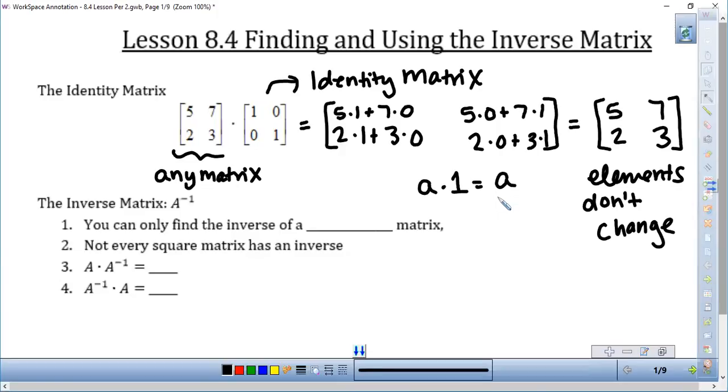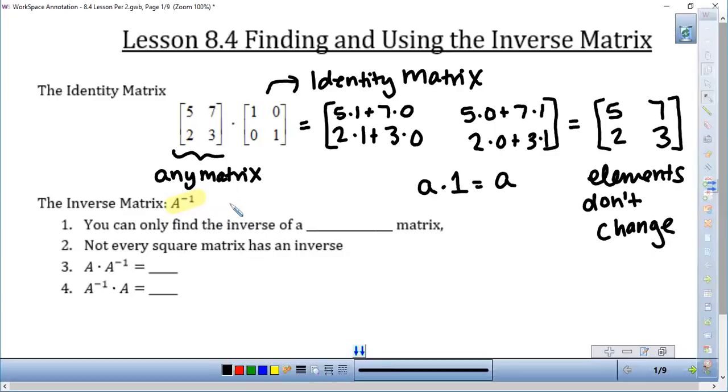Now let's talk a little bit about the inverse matrix. First off, using some notation, you'll notice that we're using the inverse symbol, the little -1 up here that looks like an exponent. It's not an exponent, but that's the symbol that we use when we're describing the inverse of something.